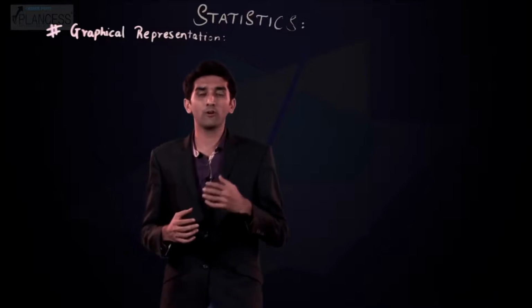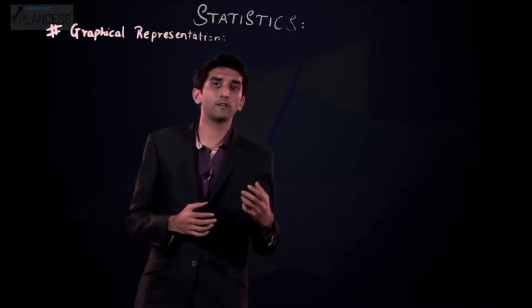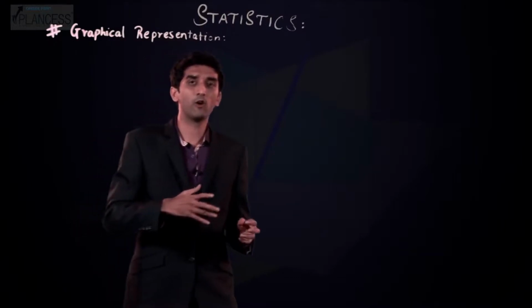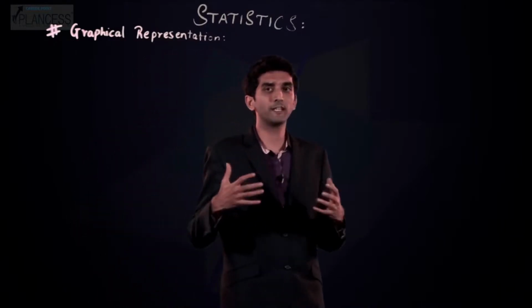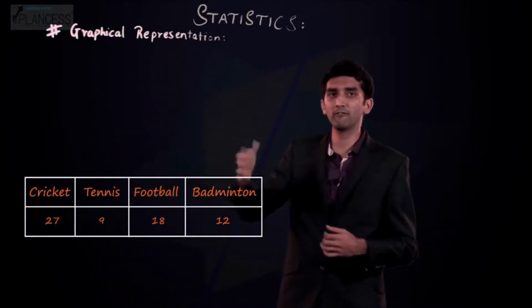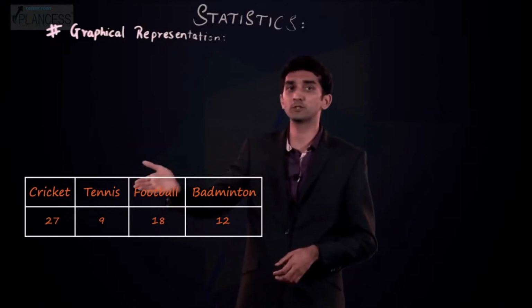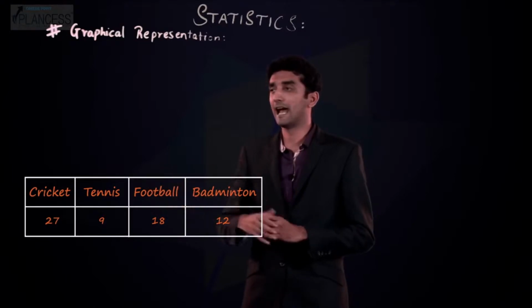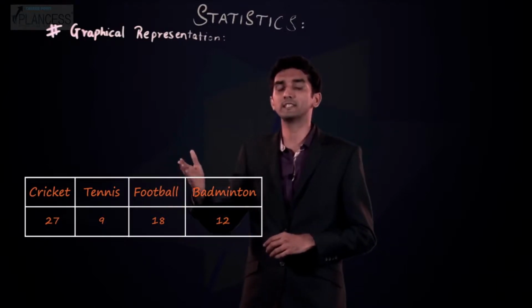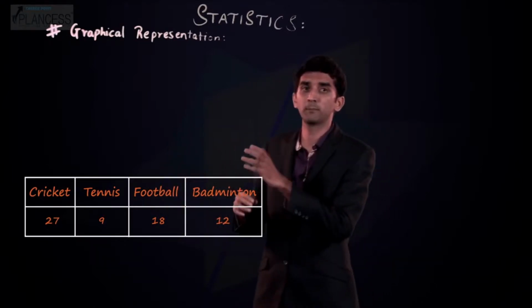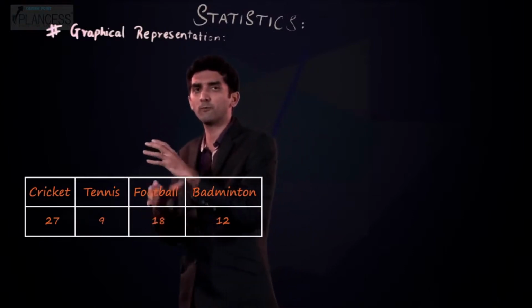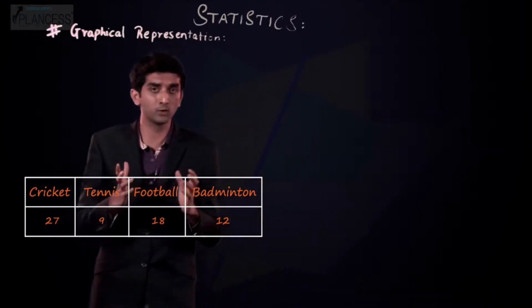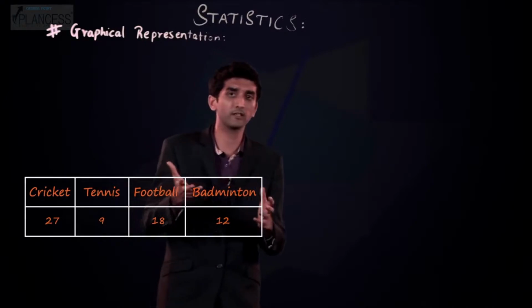A bar graph is a pictorial representation of data in terms of rectangles. Let me give you an example of students playing various sports. First of all, we have a table out here. There are 4 sports, as you can see: cricket, tennis, football and badminton, and the respective frequencies, or basically the number of students playing that particular sport. Obviously, we are talking about a particular group, maybe students in a particular class.